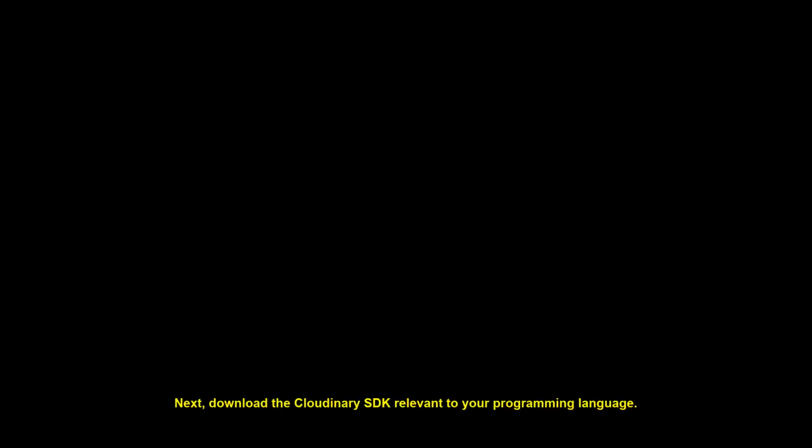Next, download the Cloudinary SDK relevant to your programming language. Install the SDK according to the provided documentation. With the SDK installed, configure it using your API key and secret. Set up the initial connection to Cloudinary in your code.